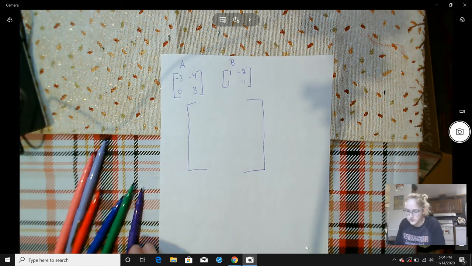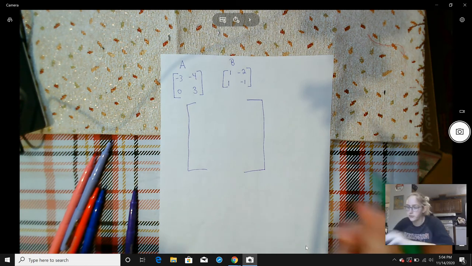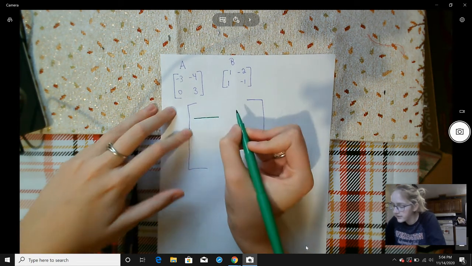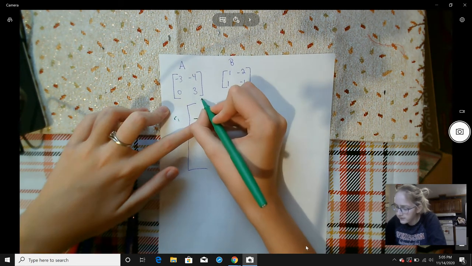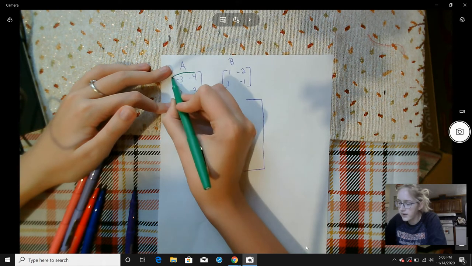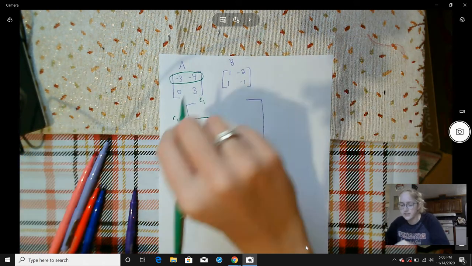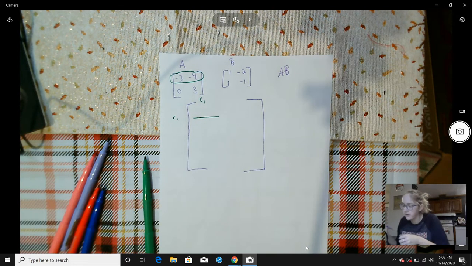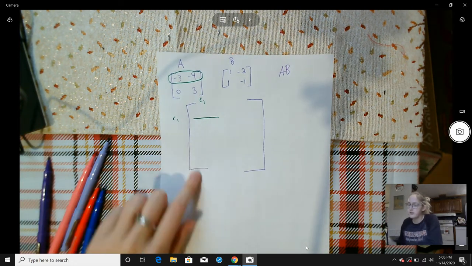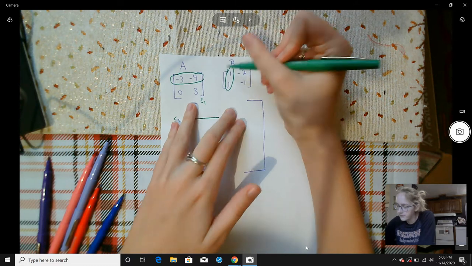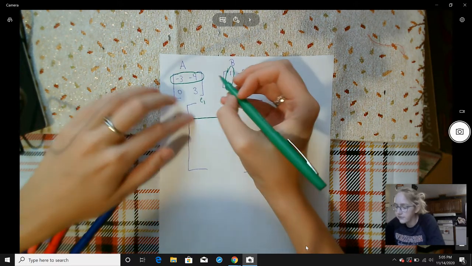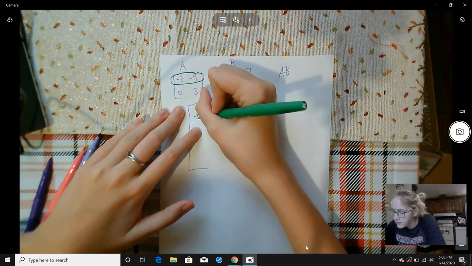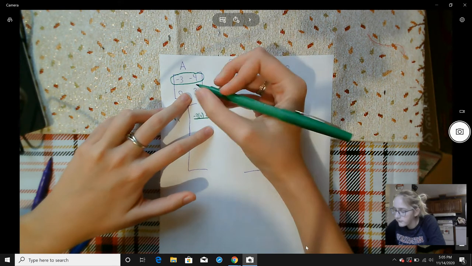Okay, so for the first one, we're going to have this element right here in green. This is going to be row 1, column 1. So row 1 in A. Again, we want to find A times B. Let me write that out to the side. We want to find AB. We're going to have row 1 times column 1. That's going to give us negative 3 times 1 plus negative 4 times 1.